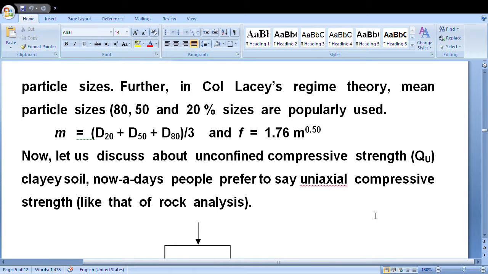Now, let me discuss a little about the unconfined compressive strength test. Normally it is UCC, unconfined compression test. Nowadays people prefer to say unconfined compressive strength. In rock mechanics, it has already been changed to UCS, but in soil mechanics, it is yet to change. But it is popularly renamed.